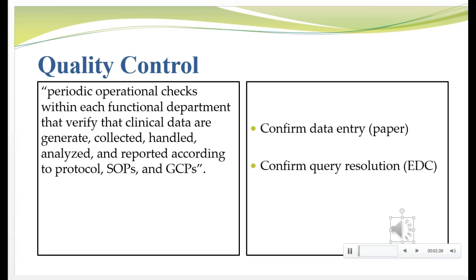So what is quality control and how is it different from quality assurance? ICH E6 defines quality control as periodic operational checks within each functional department that verify that the data are generated, collected, handled, analyzed, and reported according to protocol, SOPs, and GCPs. So the key concept here is that the QC checks are performed by or within the functional area that did the work. That's different from QA, where the auditors had to be independent of the functional area.